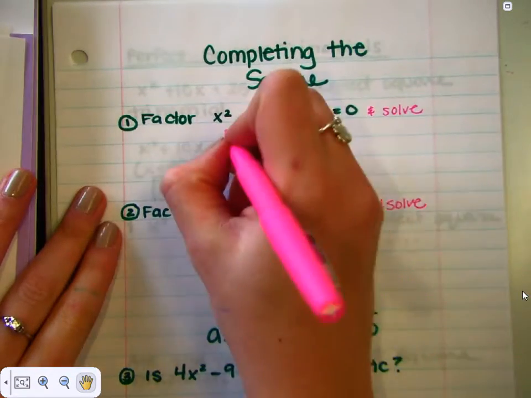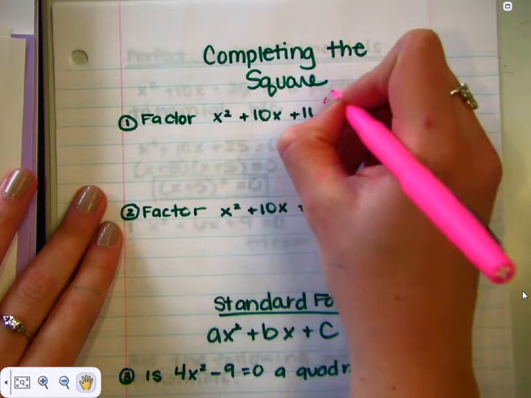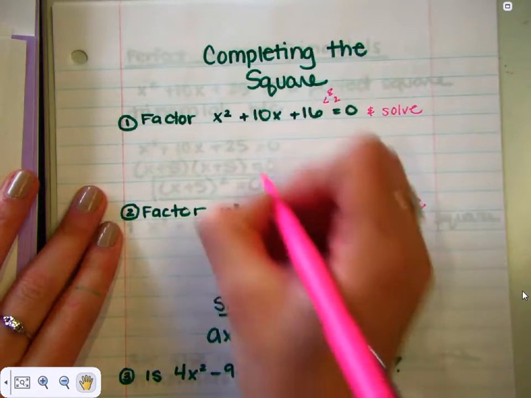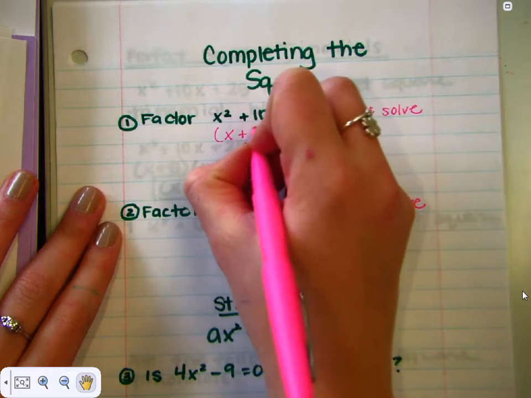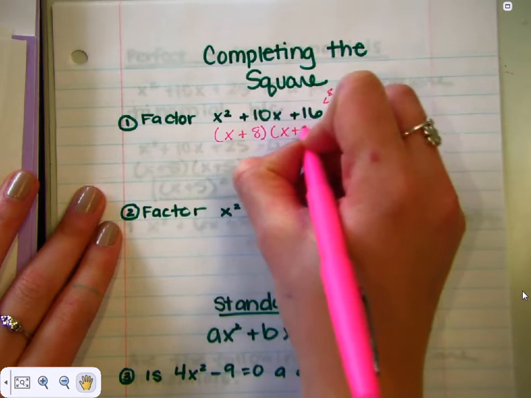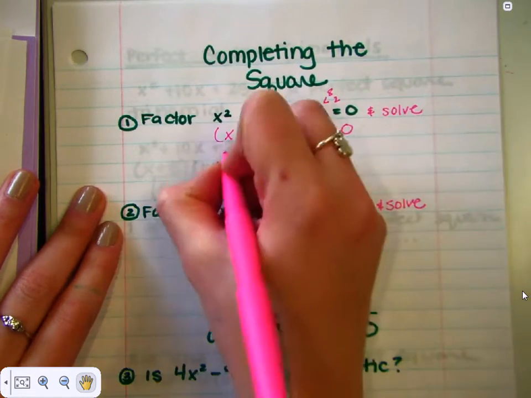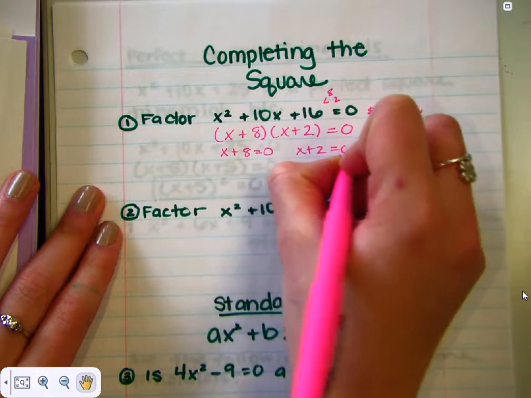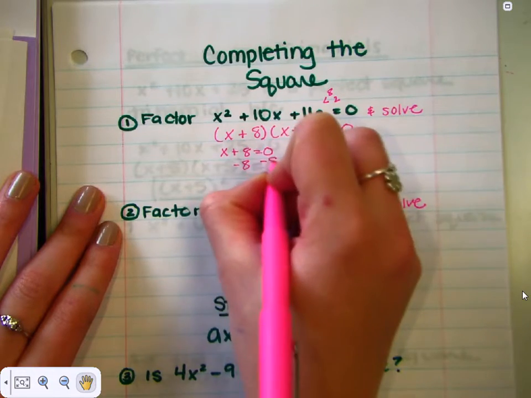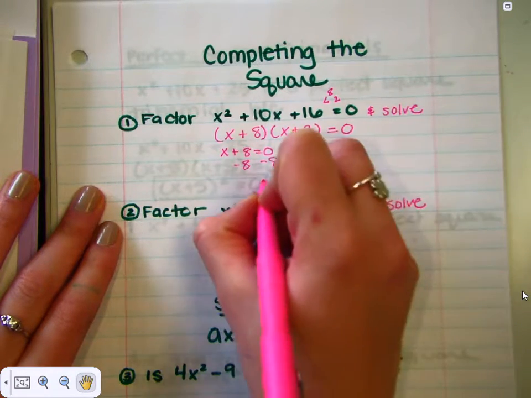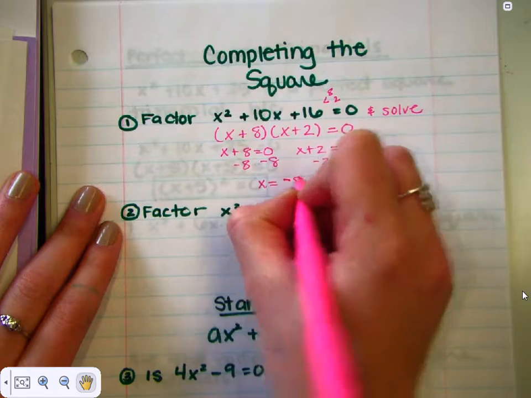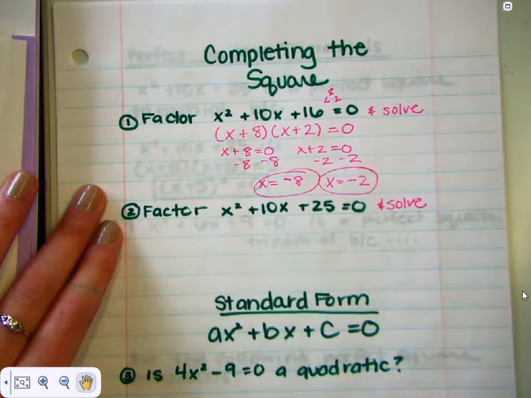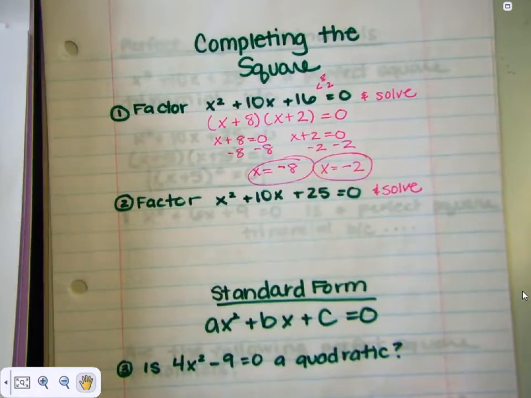Okay, so to factor these, I'm thinking about my factors of 16 that add up to 10, and that's 8 and 2. They're both going to be positive, so x plus 8 times x plus 2 is equal to 0. And then I can set both of my factors equal to 0, and I get x equals negative 8, x equals negative 2. Those are my two answers.